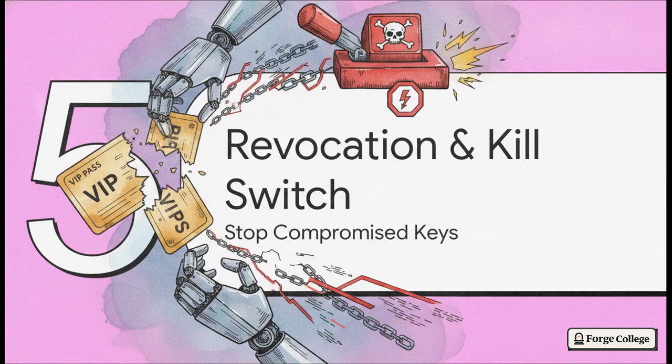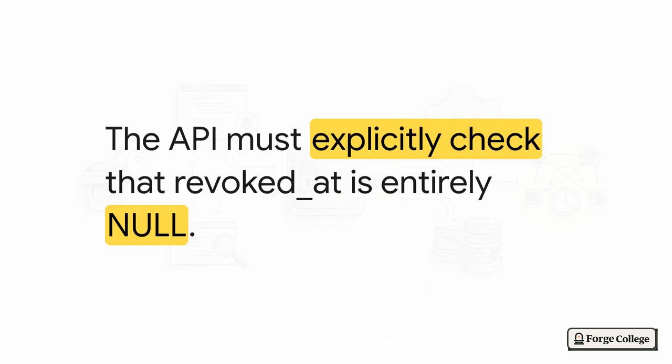Section 5. Revocation and kill switches. Pulling the plug on compromised keys. But hey, what happens if your robot's VIP pass isn't just old? What if it's actually been stolen? When a compromise happens, you do not have 5 minutes to politely hand off a baton. No way. You need an immediate, uncompromising kill switch to pull the plug right then and there.